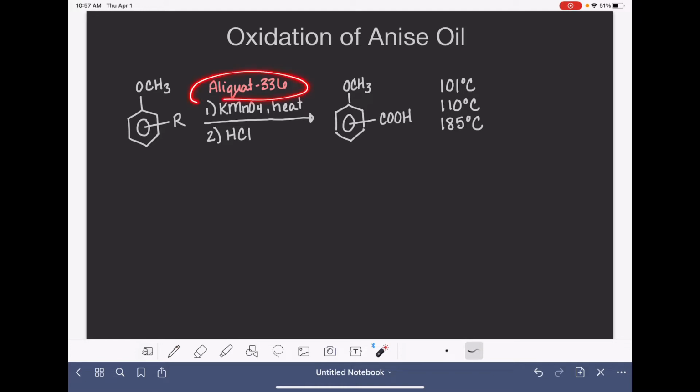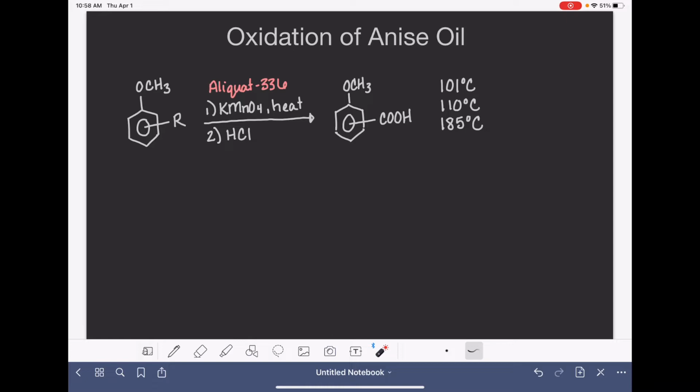The purpose of Aliquat 336, it's a phase transfer catalyst, meaning that it helps bring ionic compounds together with nonpolar organic compounds. This reactant is very nonpolar, very organic. Potassium permanganate is very polar, it's an ionic compound. So the Aliquat 336, its role is just simply going to be to pick up these potassium permanganate ions and bring them to the organic anise oil molecule so that the reaction can actually take place.